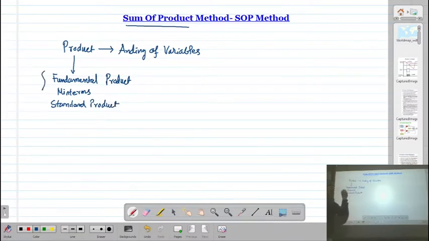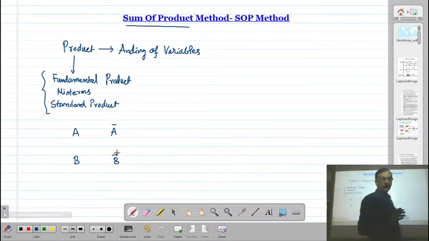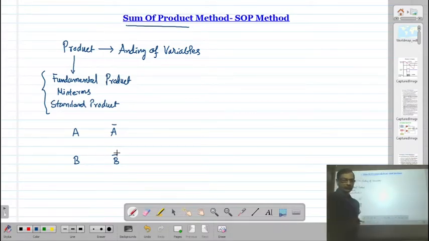Remember, these are the different names of the product: fundamental product, or minterms, or standard product. Suppose we have two variables A and B, and their complements are A bar and B bar. With two variables there will be four combinations for the AND. Here A can be ANDed with B, and A can also be ANDed with B bar.